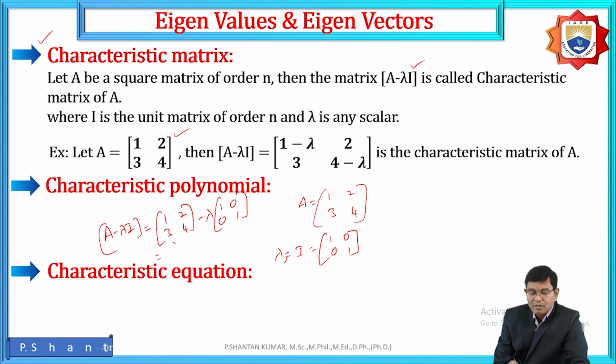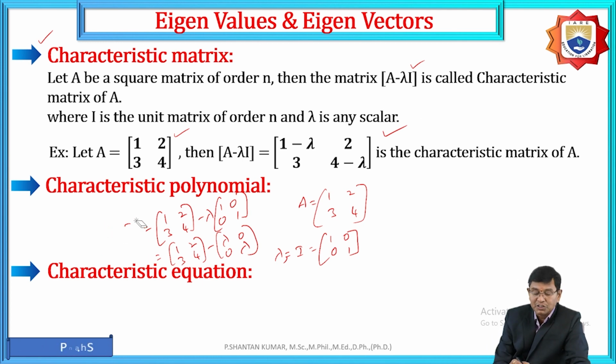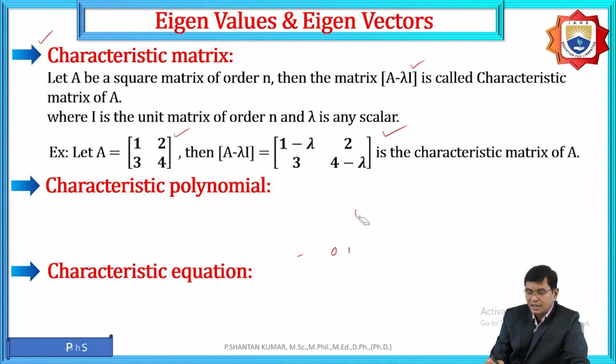It is nothing but [1 2; 3 4] minus lambda [1 0; 0 1]. And finally, we obtain [1 minus lambda, 2; 3, 4 minus lambda]. This is the definition of the characteristic matrix. And similarly, the characteristic equation, and the characteristic polynomial.